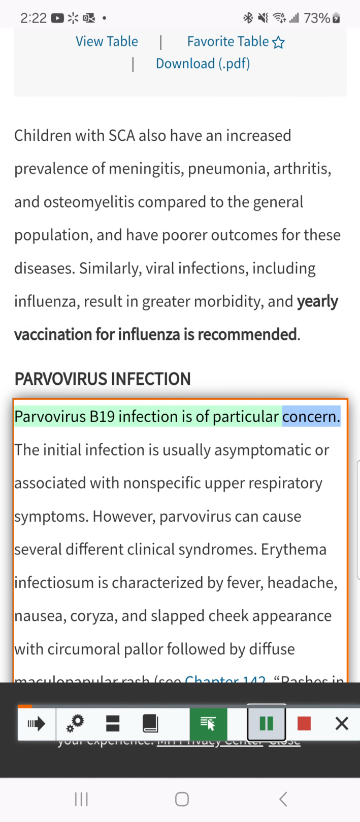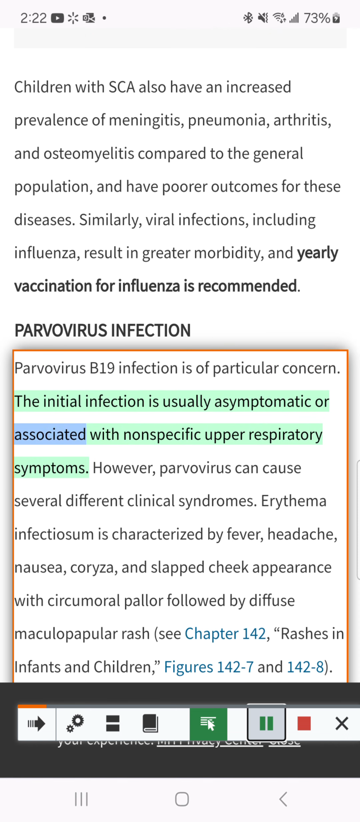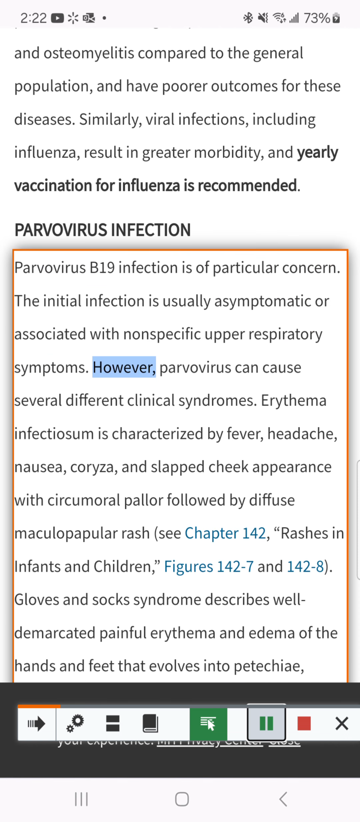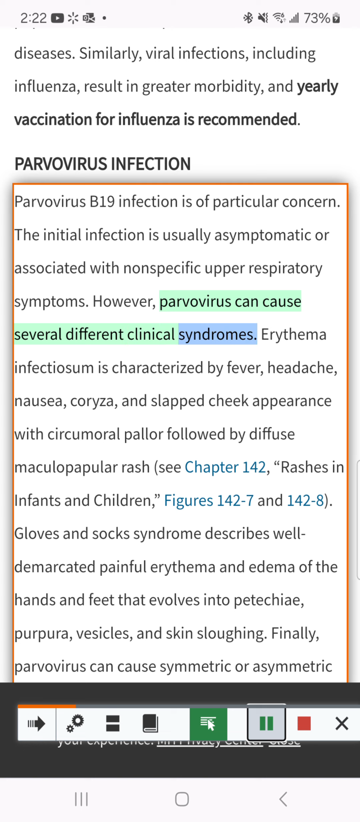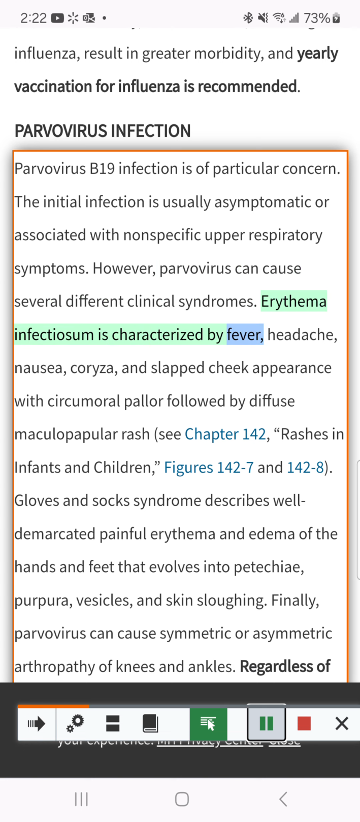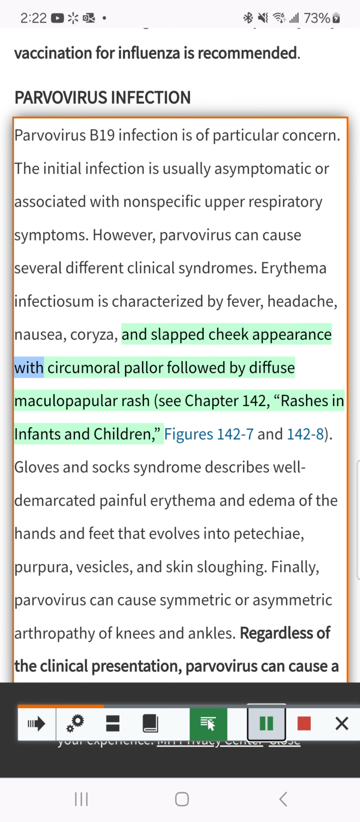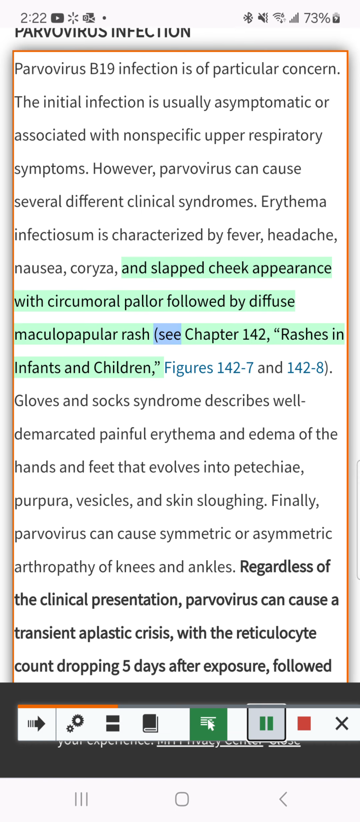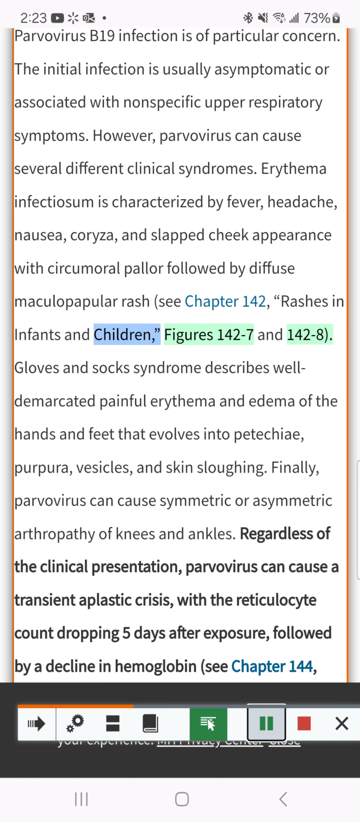Parvovirus B19 infection is of particular concern. The initial infection is usually asymptomatic or associated with nonspecific upper respiratory symptoms. However, parvovirus can cause several different clinical syndromes. Erythema infectiosum is characterized by fever, headache, nausea, coryza, and slap cheek appearance with circumoral pallor followed by diffuse maculopapular rash. See chapter 142, rashes in infants and children, figures 142-7 and 142-8.